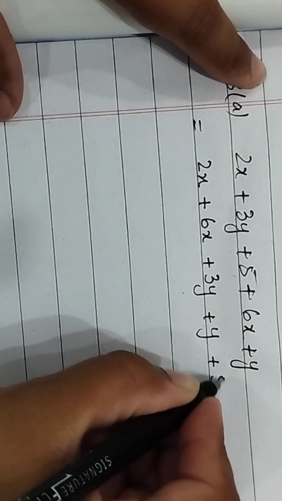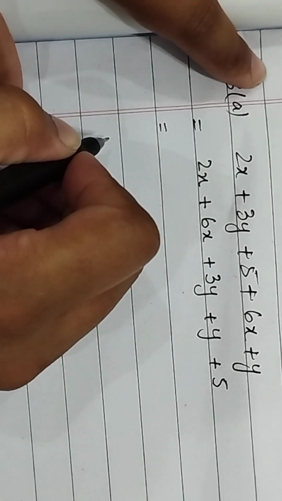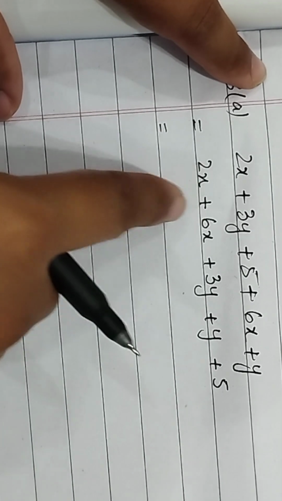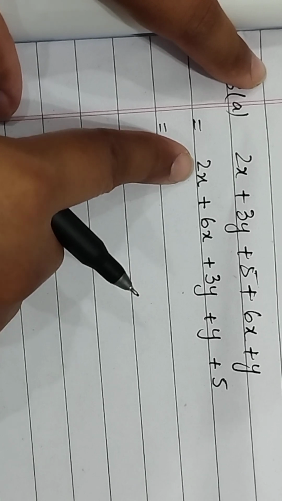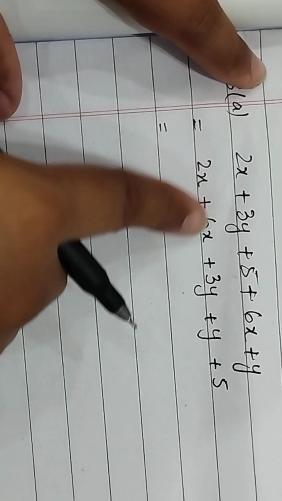Now what we are going to do is add the terms with similar variables. These terms have x as the common variable, so we are going to add the numbers beside it.